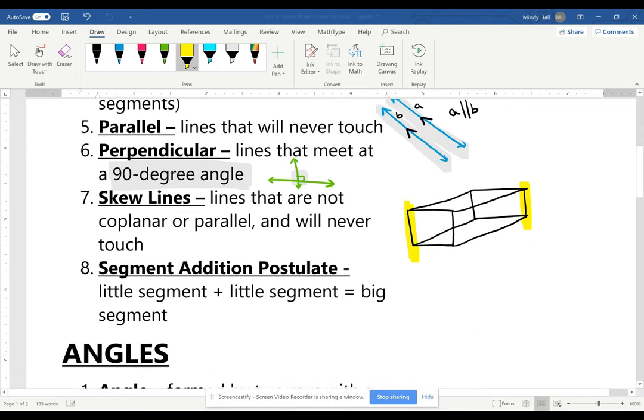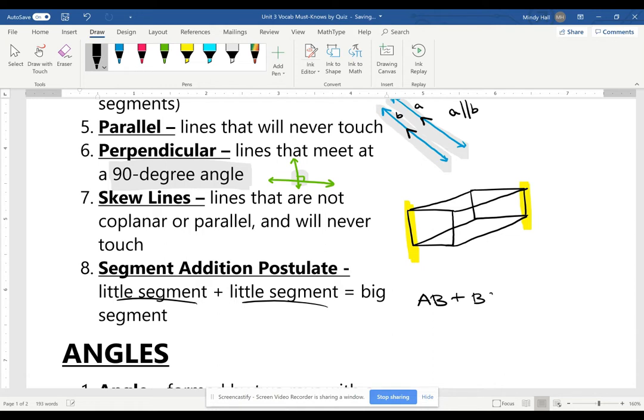And then your segment addition postulate, remember, is just your little segment plus your little segment equaling your big segment. So like AB plus BC equals AC, not CD. See, this is why I'm a visual person. So we have A, B, C. Okay, so you're just taking those lengths and adding them together.